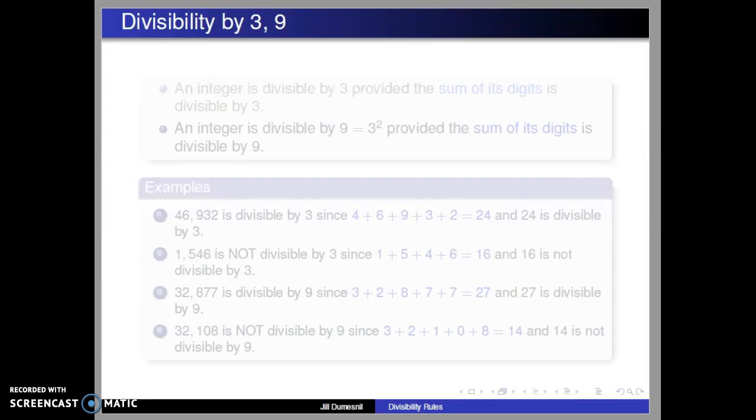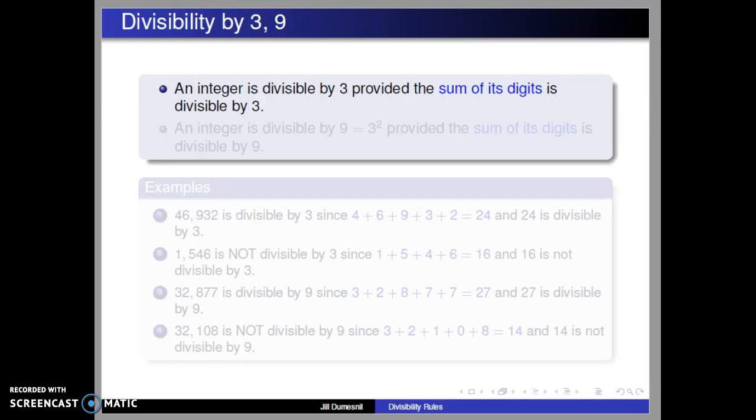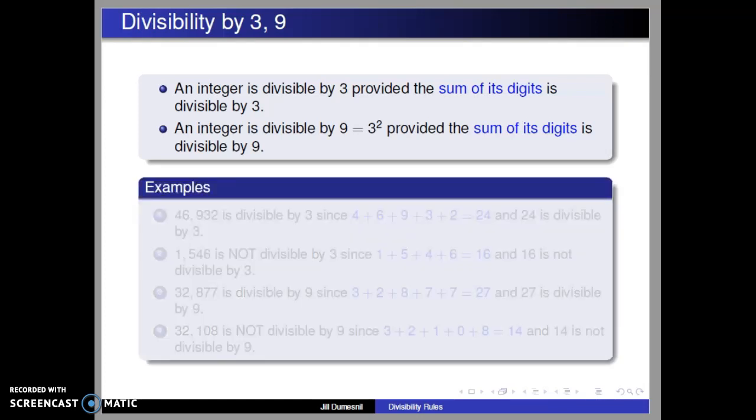Now let's consider the divisibility rules for 3 and 3 squared. These rules are completely different from those for the powers of 2. An integer is divisible by 3 provided the sum of its digits is divisible by 3. An integer is divisible by 9 provided the sum of its digits is divisible by 9. Again, let's look at a few examples for illustration.